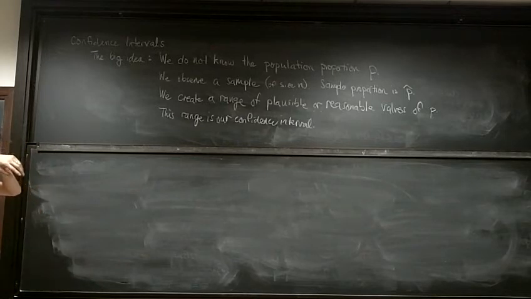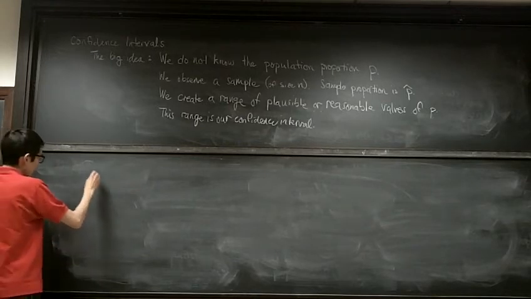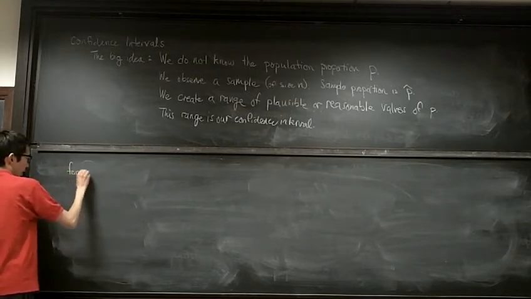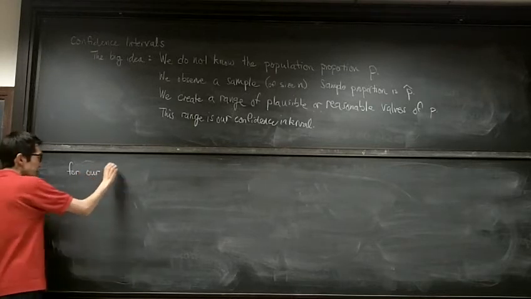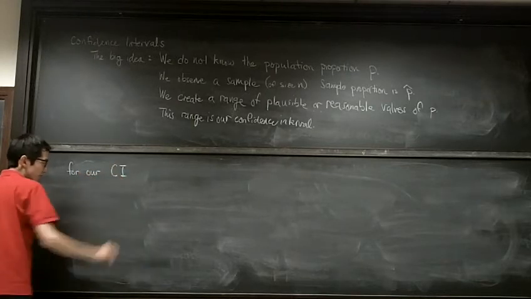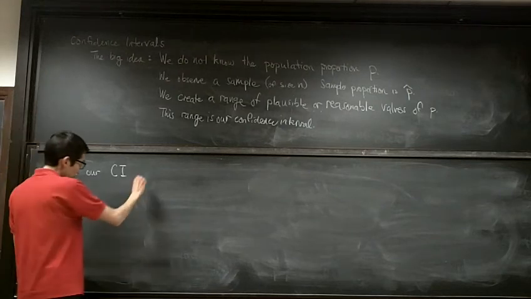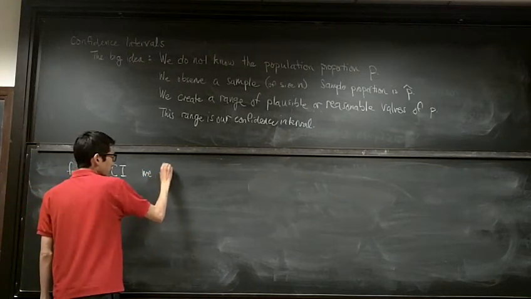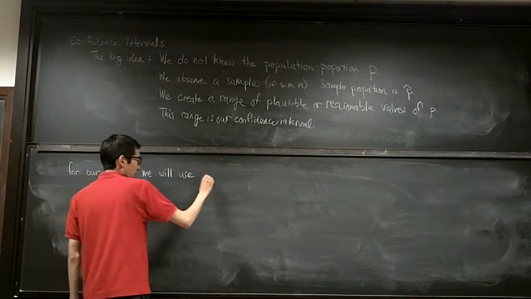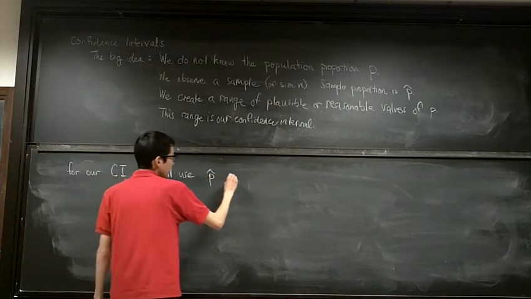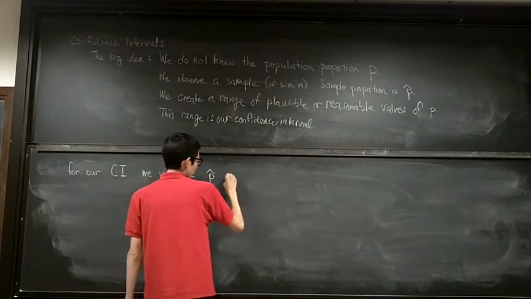Okay, so our confidence interval, and I'm just going to shorten confidence interval to CI. For CI, we will use p hat as our best guess for p.